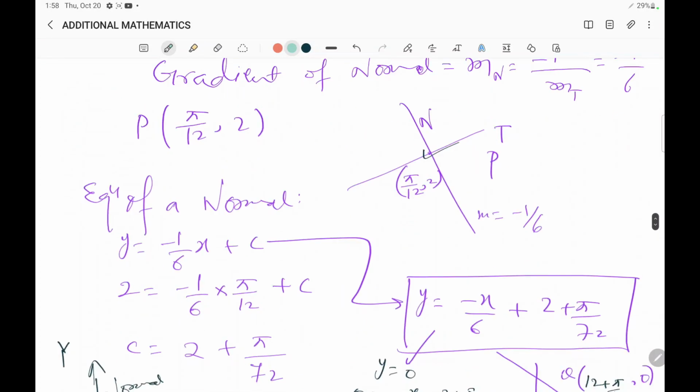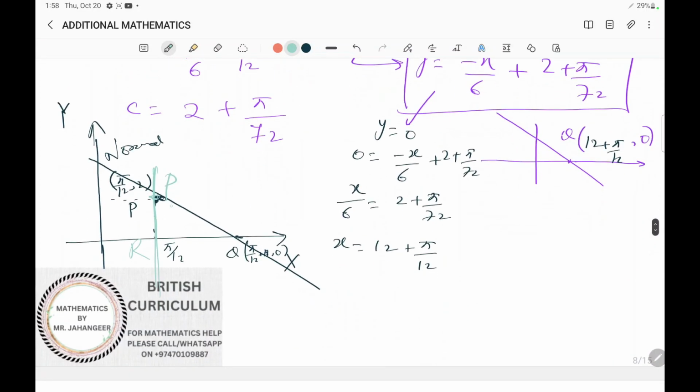Find the area of the triangle PQR. Okay, so that's very simple. This is pi by 12, this is pi by 12 plus 12. So this length will be 12 only, because this gap we need to find. Pi by 12 plus 12, and this is pi by 12. Just take the difference, you will get 12.